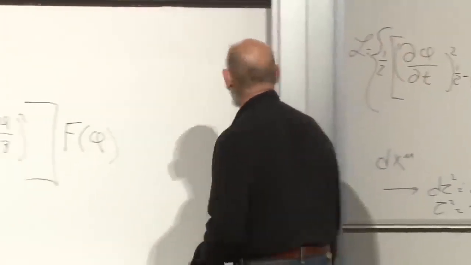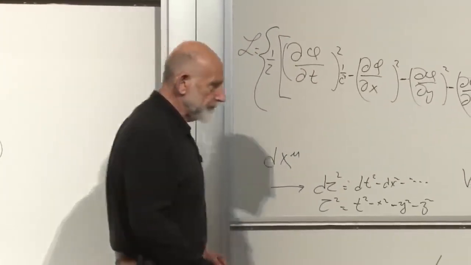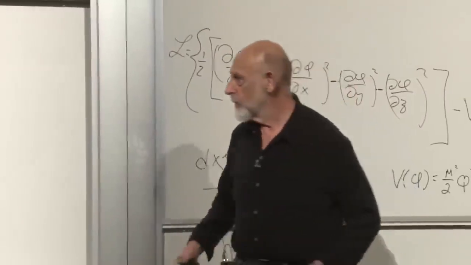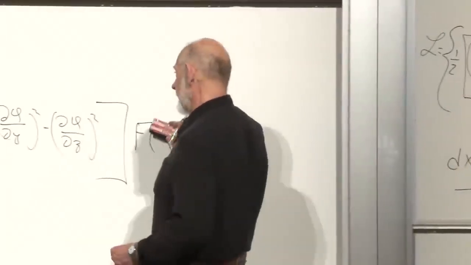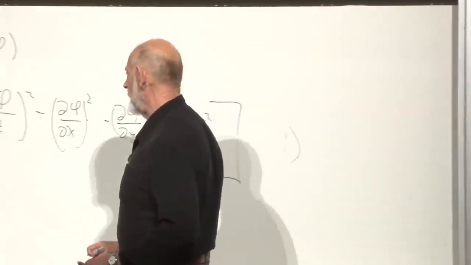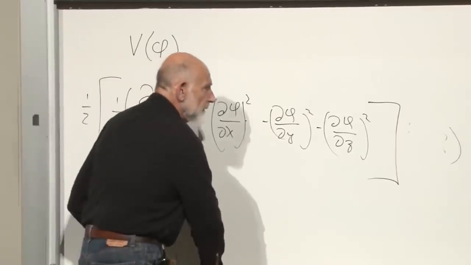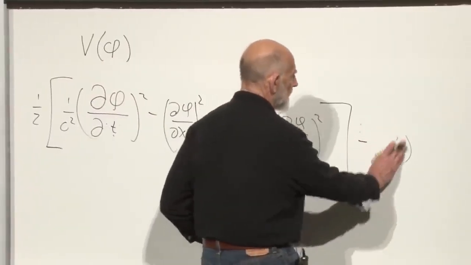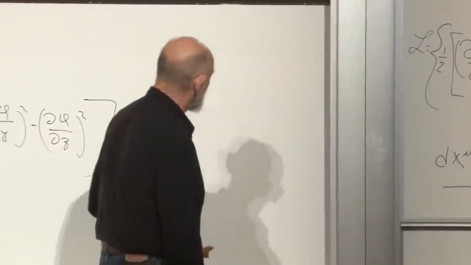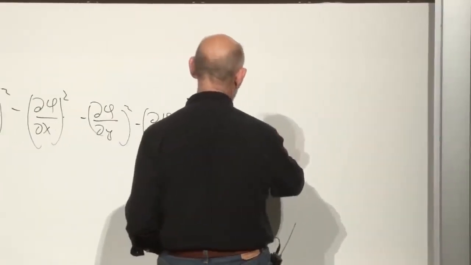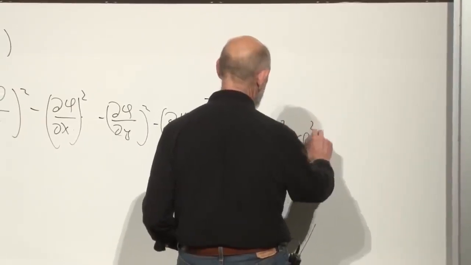All right. So the example that we'll focus on will be this one over here. I'm going to write it over again over here. I'm going to leave the c there for the moment, minus, let's take mu squared over 2 phi squared.